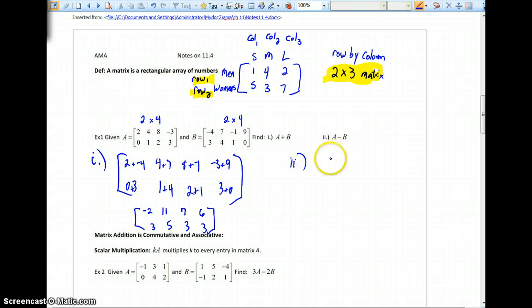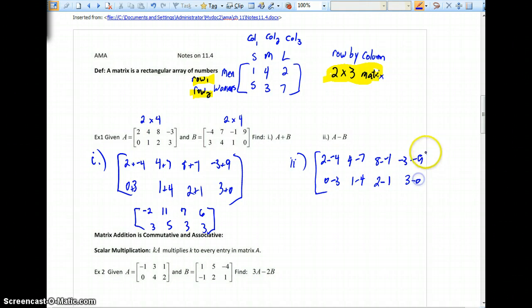For the second step, if we were to subtract, very similarly, we'd have 2 minus negative 4, 4 minus 7, 8 minus negative 1, negative 3 minus 9, 0 minus 3, 1 minus 4, 2 minus 1, and then finally 3 minus 0. Of course, we're going to get different answers. 2 minus negative 4 is a 6. Up here it'd be negative 3. This is a 9, negative 12, negative 3, negative 3, 1, and a 3.